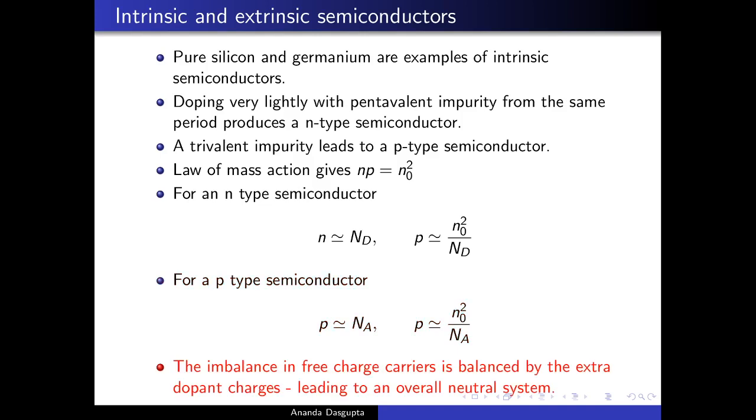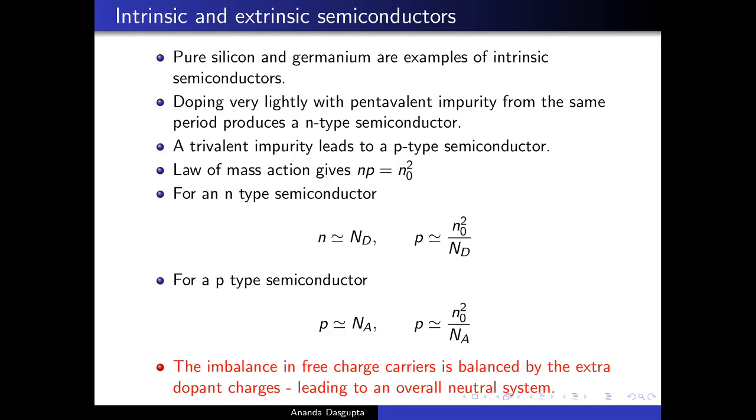Now notice that in an intrinsic semiconductor you have as many electrons as holes. So charge neutrality is not a problem. You have electrons which are negatively charged and holes which are positively charged, which balance each other out. What happens in an n-type or a p-type semiconductor? Now you have more electrons, for example, in an n-type semiconductor. So is the n-type semiconductor negatively charged? Of course that's impossible, right?